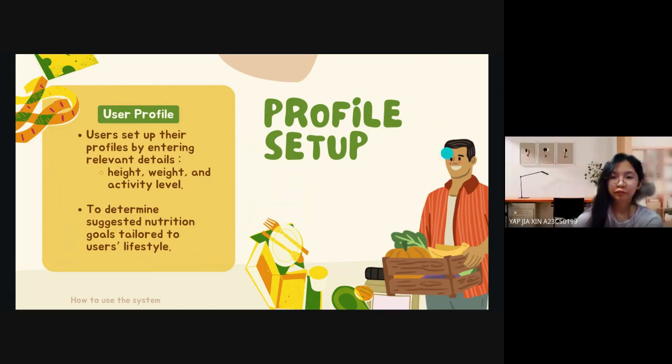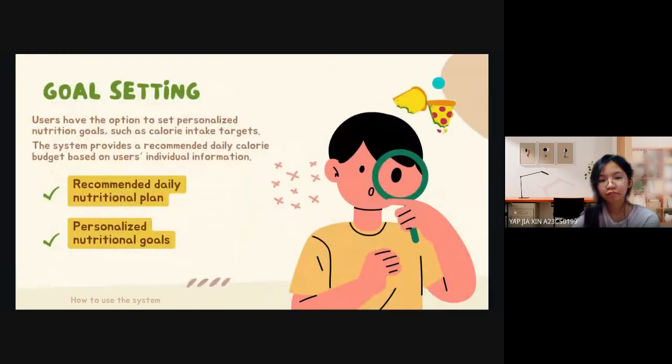The second stage is profile setup. This stage is basically for the regular user. The user is required to set up their profile by entering the relevant details, such as height, weight, and activity level. This helps the system to determine the suggested nutrition goals tailored to their lifestyle. Next is goal setting. In this stage, users have two options: they can set their personalized nutrition goal, such as calorie intake target, or they can just use the system-provided recommended daily calorie budget that is based on their individual information.